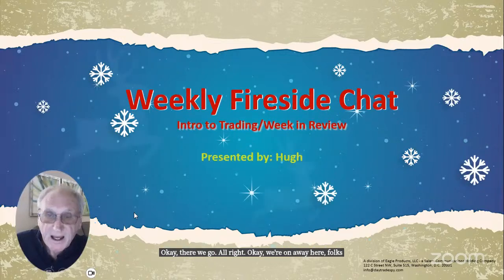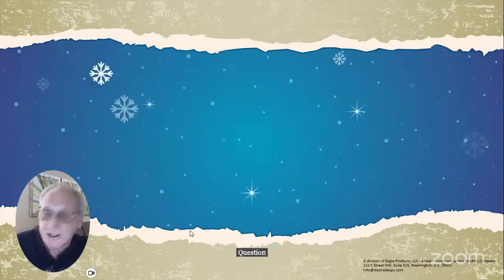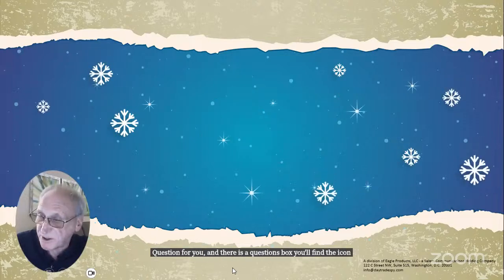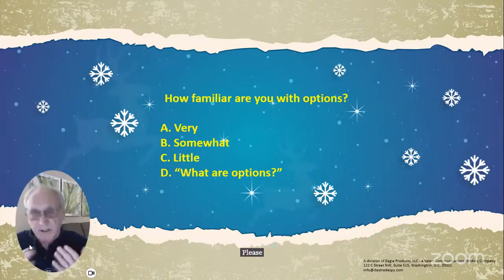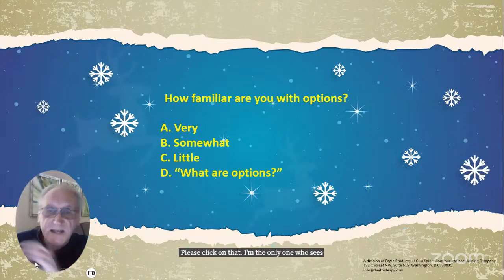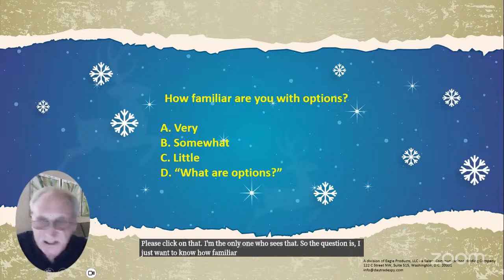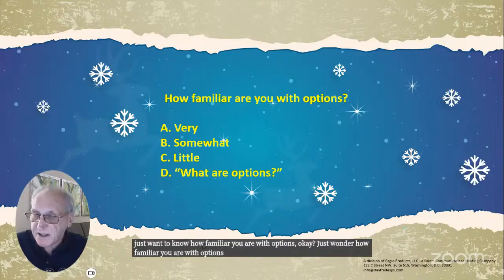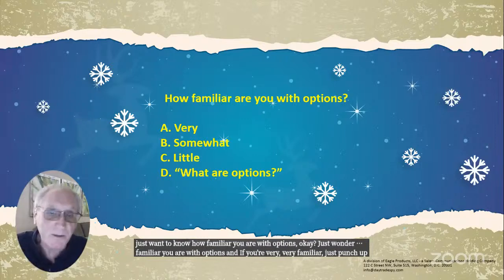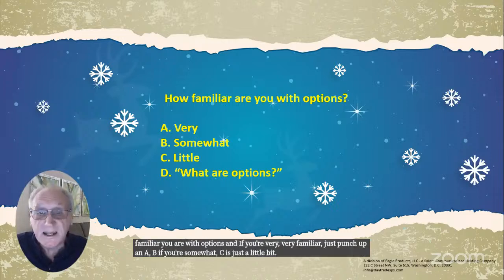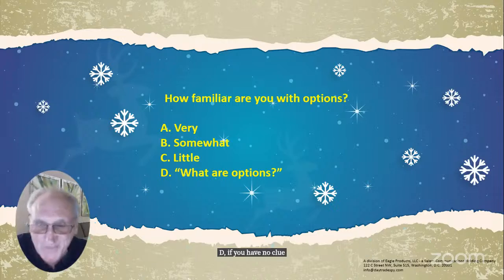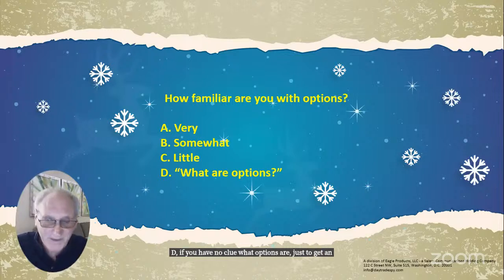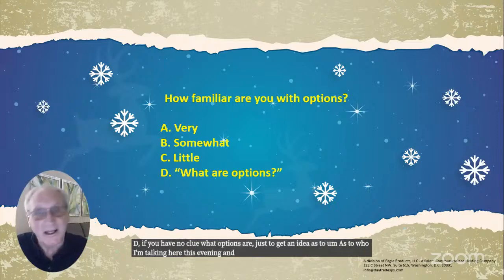Question for you, and there is a questions box. You'll find the icon on your Zoom dashboard. Please click on that. I'm the only one that sees that. So the question is, I just want to know how familiar you are with options. If you're very, very familiar, just punch up an A. B if you're somewhat, C is just a little bit, D if you have no clue what options are. Just to get an idea as to who I'm talking to this evening and how detailed I should get.